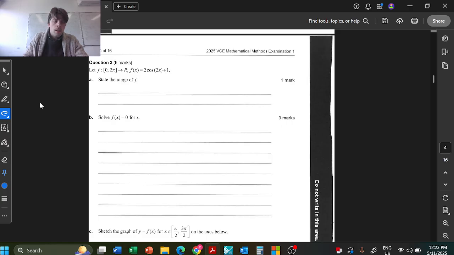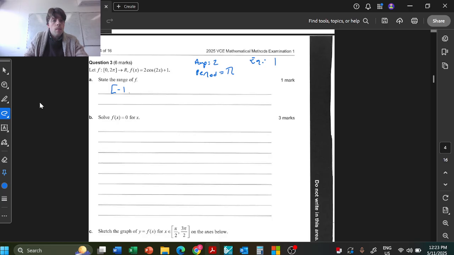All right, moving on to the next question. We have here a trigonometric function, and we're trying to find the range of that function. We can see that the amplitude is 2, the period is 2 pi over 2, so that's pi, and its equilibrium point is 1. So 1 plus or minus 2 is going to give us our range.